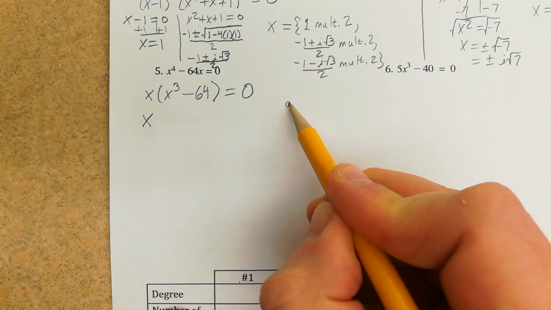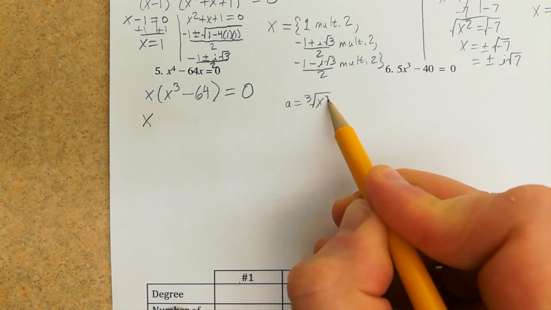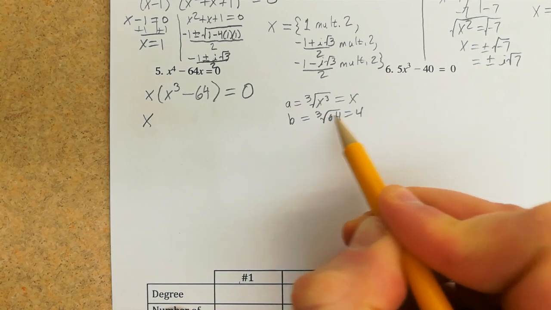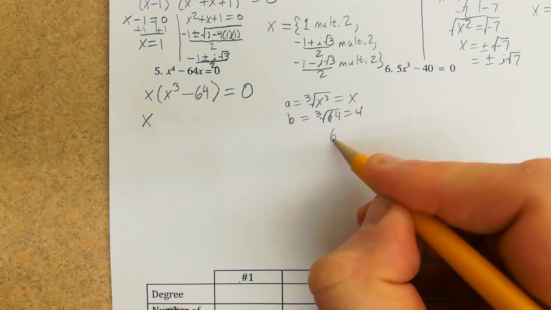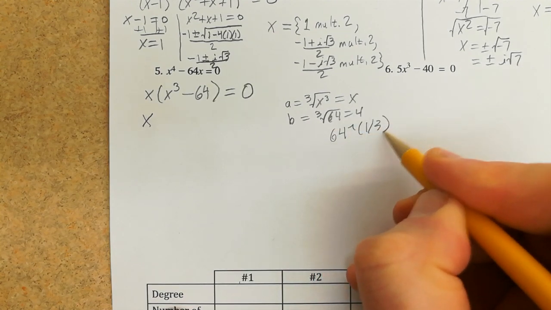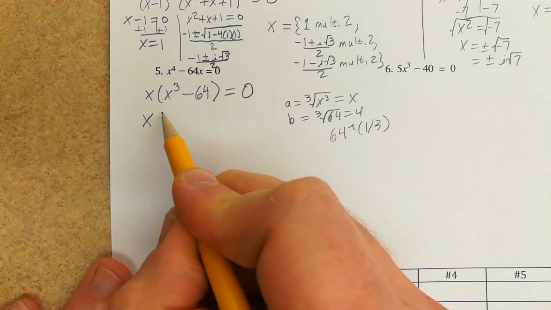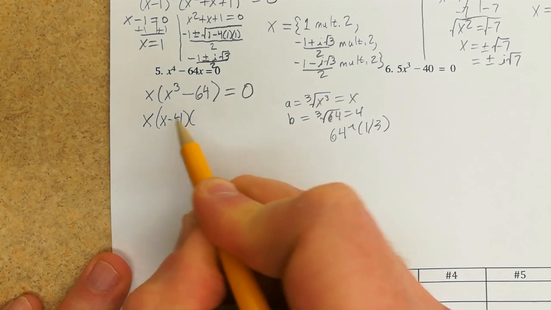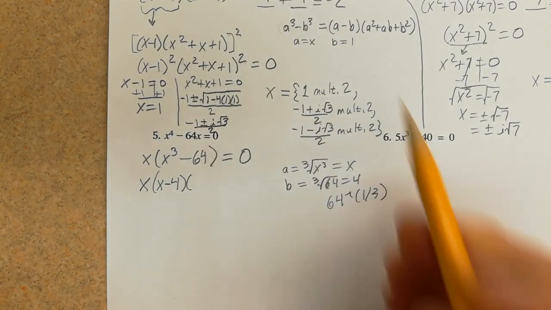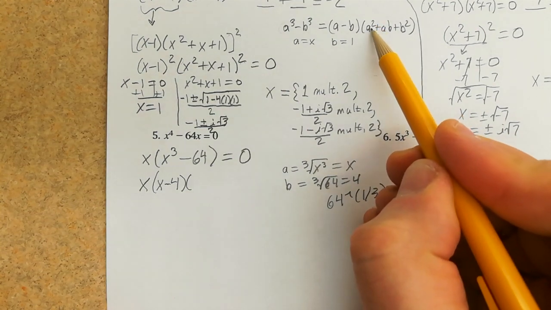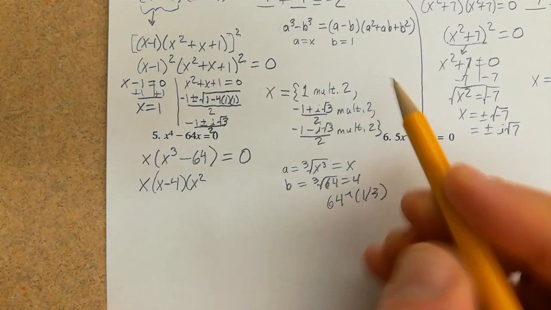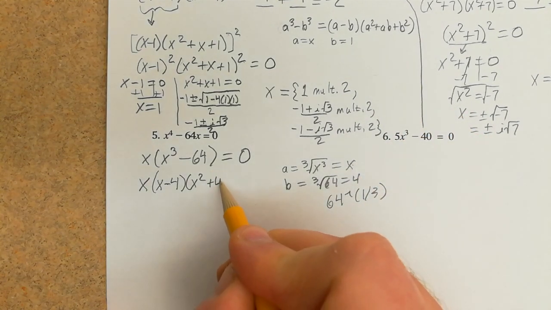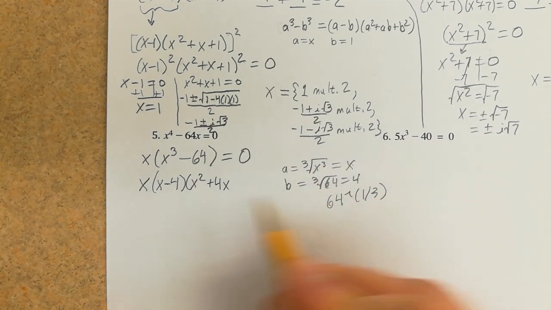This time, my a is the cube root of x cubed, which is x. B is the cube root of 64, which is 4. Again, to do that in your calculator, you could go 64 to the 1/3 power, and you get 4. So we're going to end up with that x just comes down there, and then we're going to have x minus 4 using the same formula from up here, okay? And then we're going to have x squared plus ab, so meaning a times b, so x times 4 is 4x. And then b squared, 4 squared would be 16.